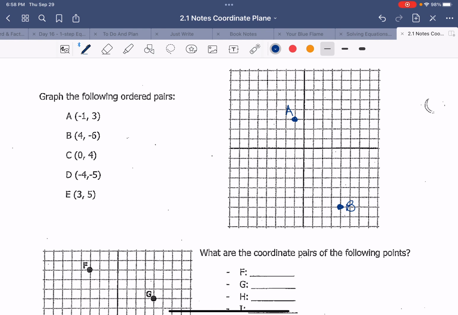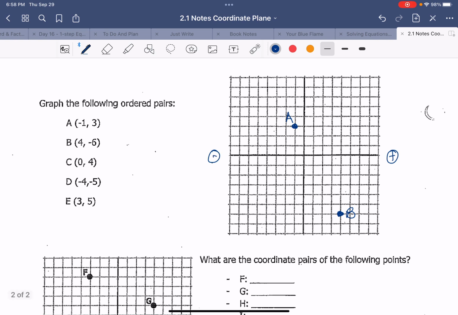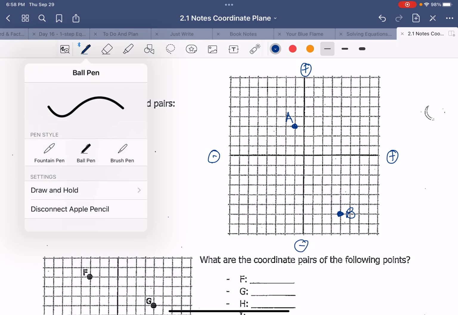All right, so what I want you to do is I want you to try C, D, and E on your own, and then come back here and see if you were able to graph it correctly. I'm going to just put myself some little markers here. If this helps you, please do so. Plus, minus. All right. Go ahead and pause the video and then come right back and check your answers.